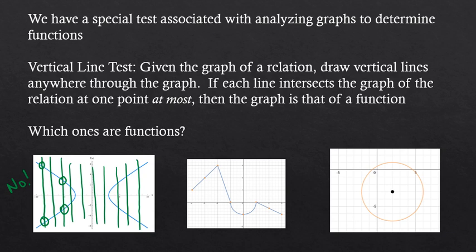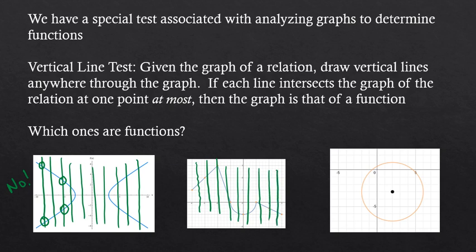Second one here, let's draw vertical lines. Trying to do our best to keep these vertical here. But we can see for each of these lines in green that we drew, the green line is only intersecting the blue curve in at most one point. So this second graph here is indeed the graph of a function.